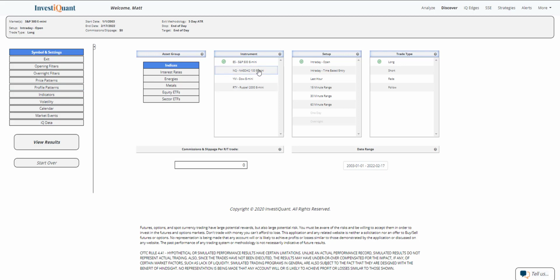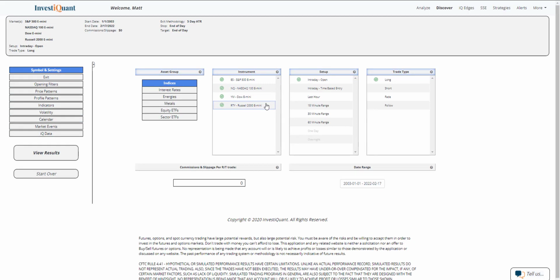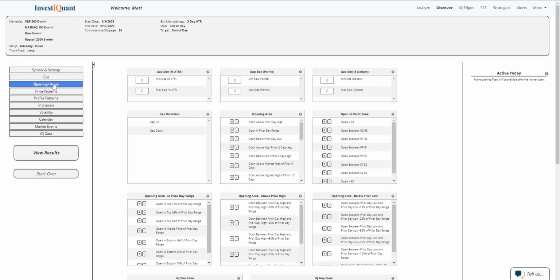So let me go ahead and set up this test. We'll be looking at all four instruments. The setup's based upon entering the market long at 9:30 a.m. Eastern Time and exiting at 4:15 p.m. Eastern Time. Now, currently, we are trading lower in the overnight session, so I'm going to add that to the study by going to the opening filters, gap direction, and clicking on gap down.